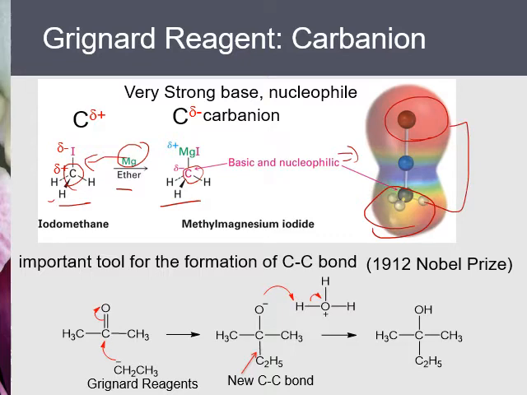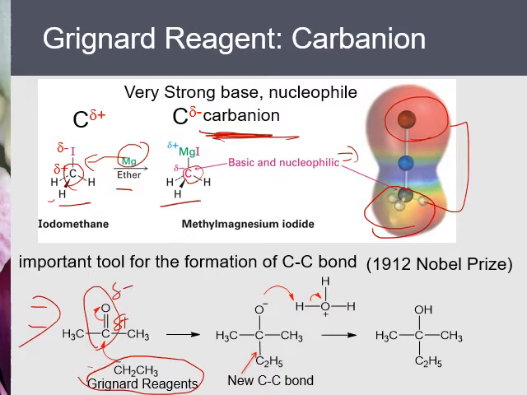Now, negative charged carbon is called carbanion. Carbanions are very reactive. In the future, we'll see the reaction that whenever you have a Grignard reagent, the negative charged carbon will attack positive charged carbon. For example, a carbonyl carbon, that's a positive carbon, and that give you alcohols.